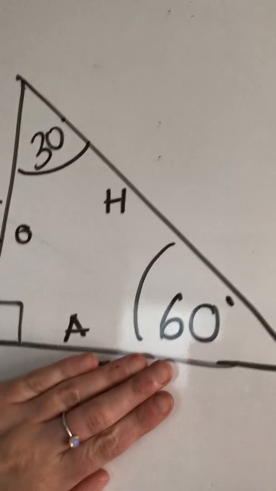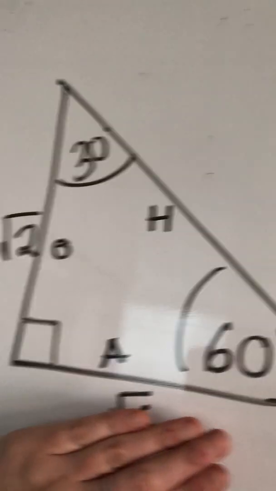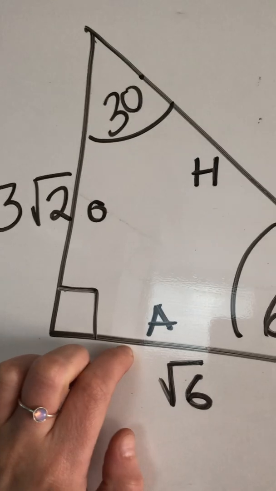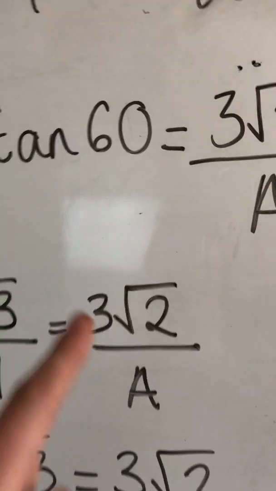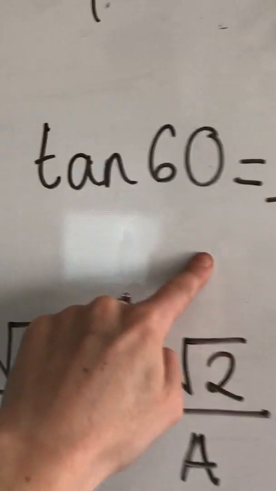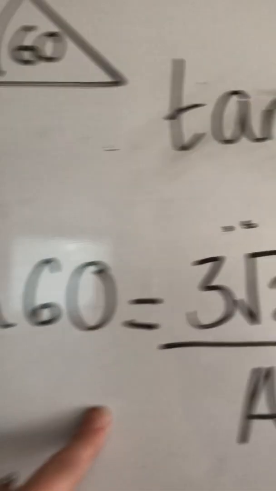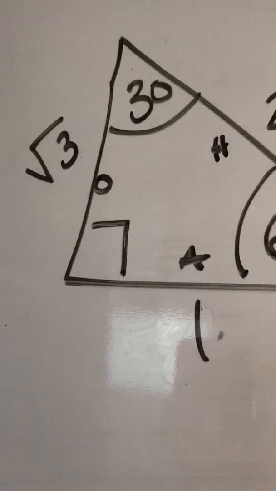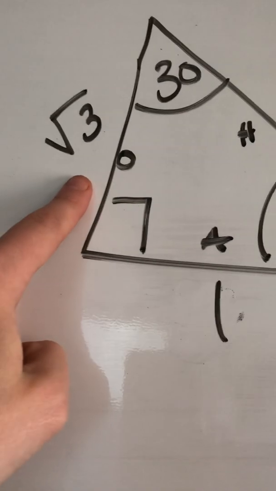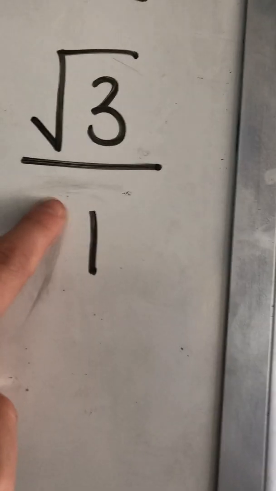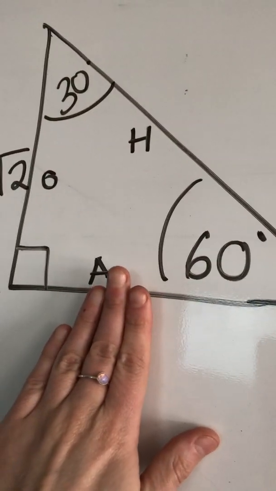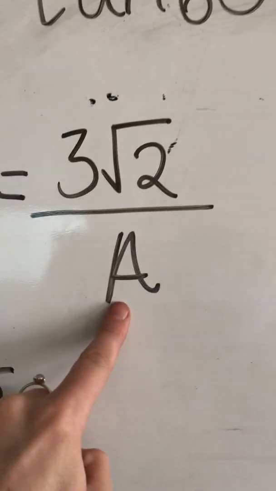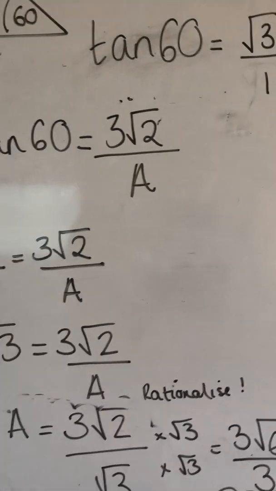So I'm now going to use that. This time, I've got the opposite, I need the adjacent, so I'm definitely going to use tan. So I'm using tan 60, and first of all I'm just going to use my template version. Opposite is root 3 over adjacent is 1, so root 3 over 1. I'm then going to do the same for the actual triangle that I want to find. Tan 60 equals 3 root 2, opposite, over adjacent, which we don't know.